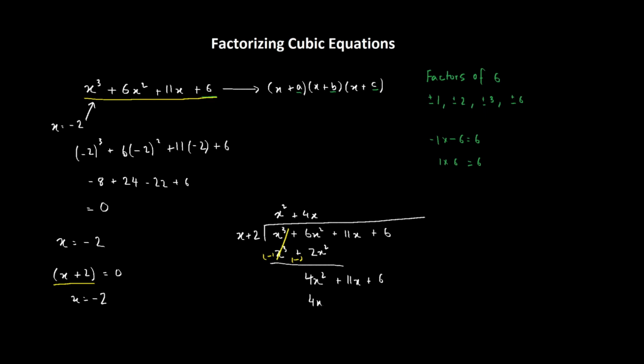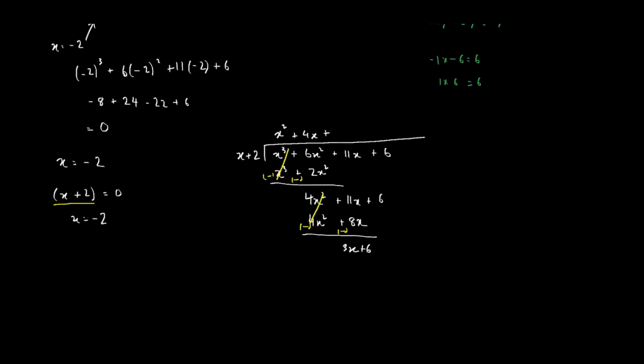Okay, now we have plus 4x. So this is 4x square plus 8x. Again, we do the same thing. We subtract. This cancels out. We have 3x plus 6. Then we have plus 3. So this is 3x plus 6. And when we subtract, the whole thing cancels out. The remainder is 0. Alright, so the product of the other factors is x squared plus 4x plus 3.